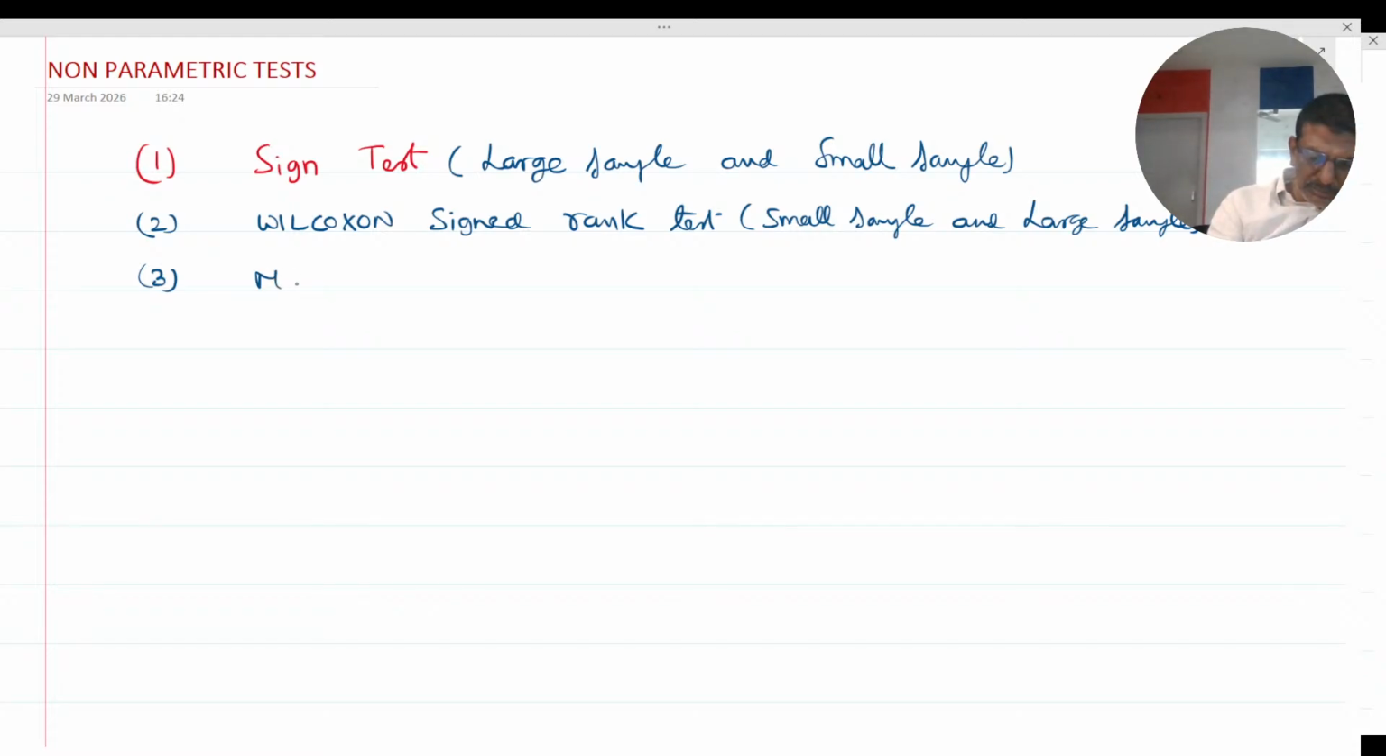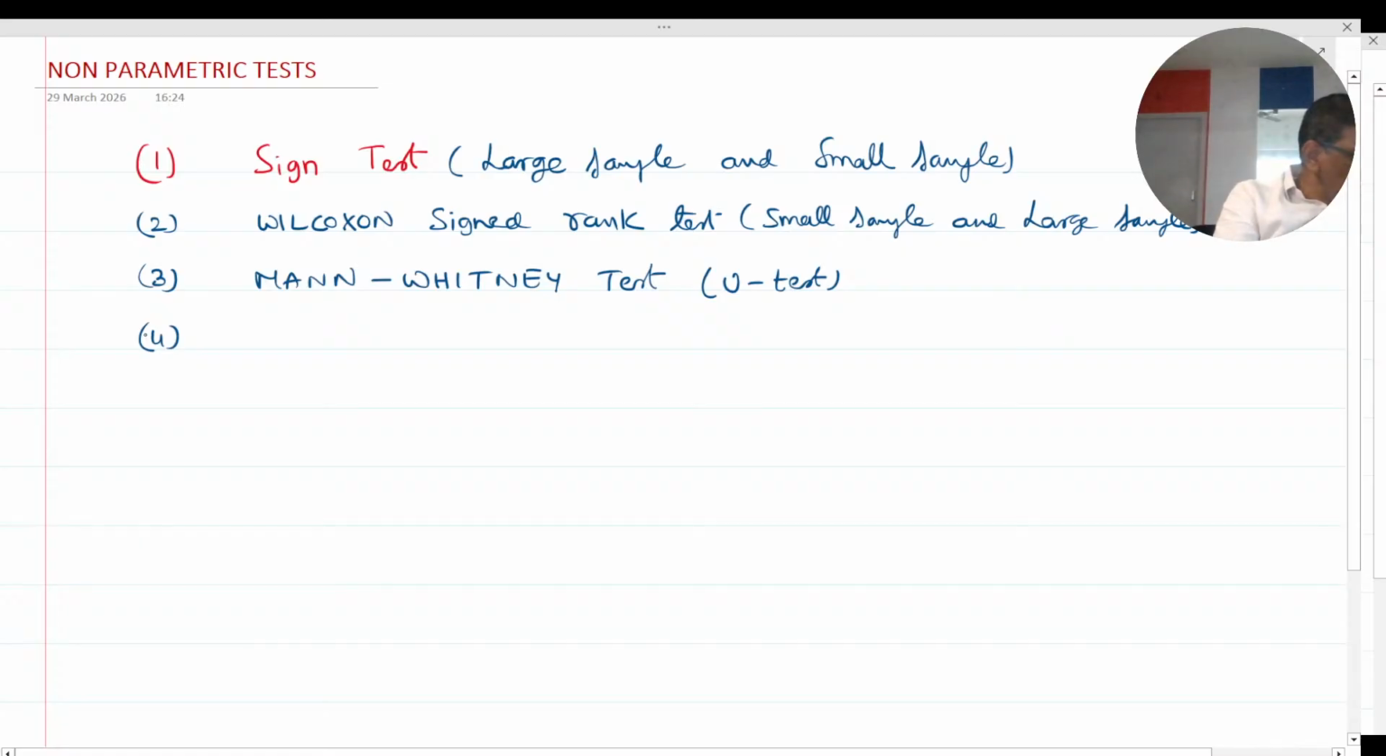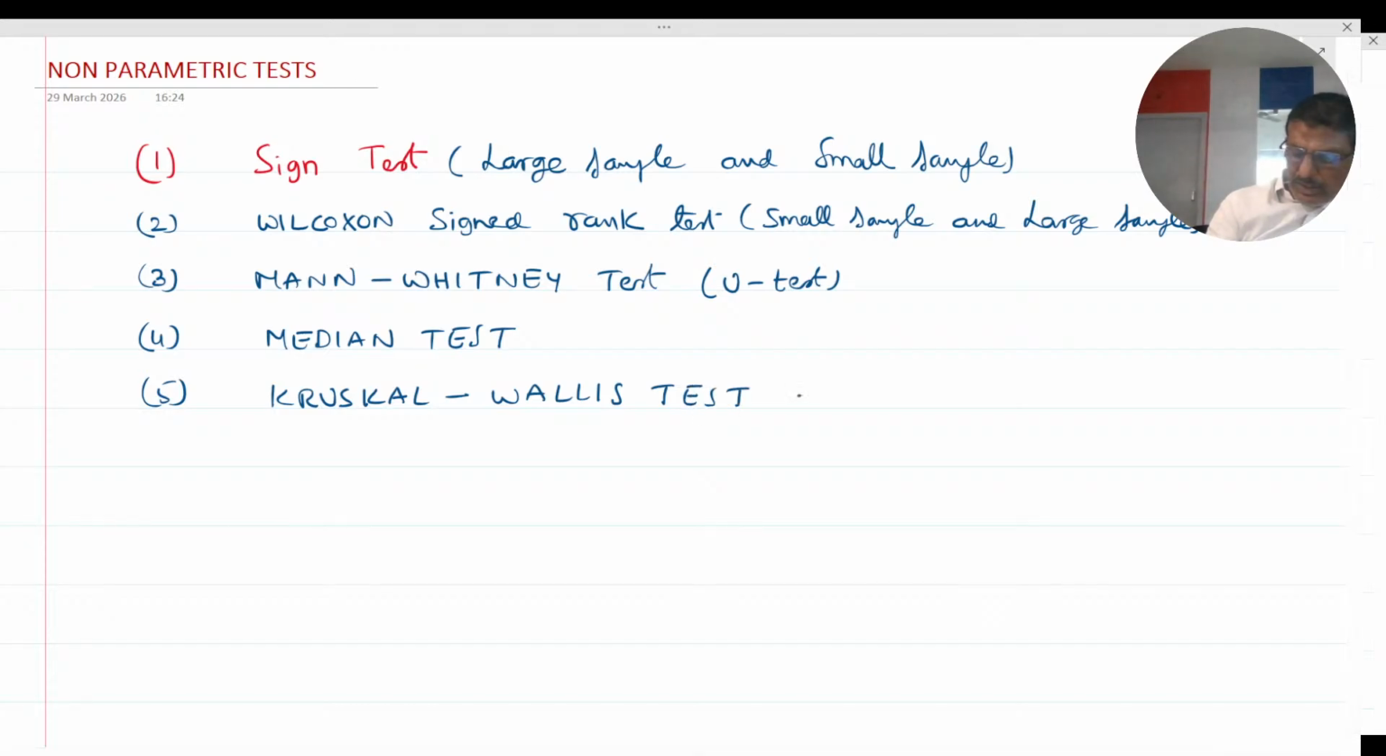Third one is the Mann-Whitney U test. The Mann-Whitney was given this test, that is called the U test. The fourth one is another. So many methods are there, but from the examination point of view, here is the median test. The fifth one is the Kruskal Wallis test. It is also called the H test.